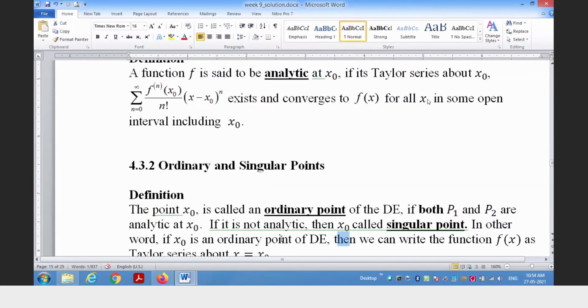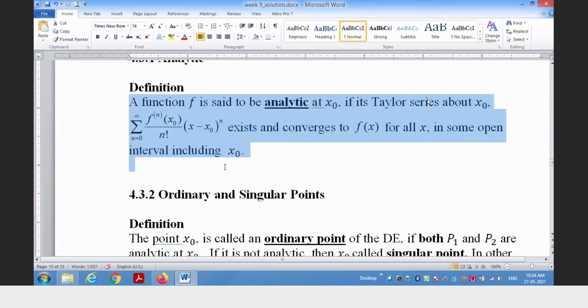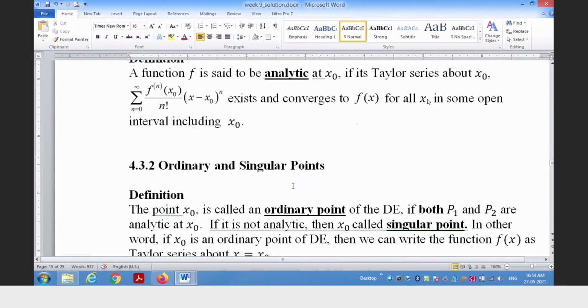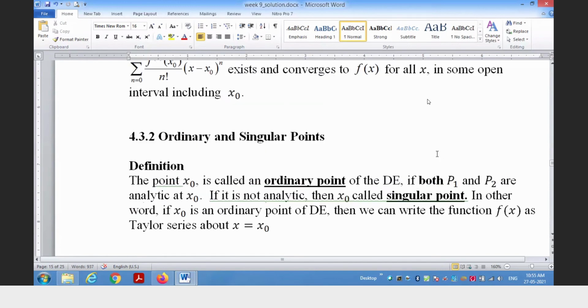So you need to go back and digest these definitions. What is analytic? What is ordinary? What is singular? Singular means it's not ordinary; the opposite of ordinary is singular. Ordinary is when the function is analytic at x naught. In this case, both P1 and P2, which are functions.